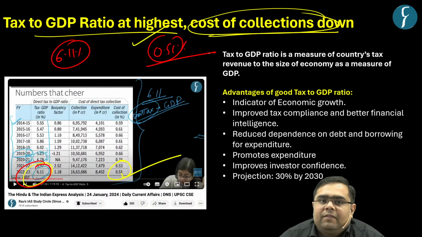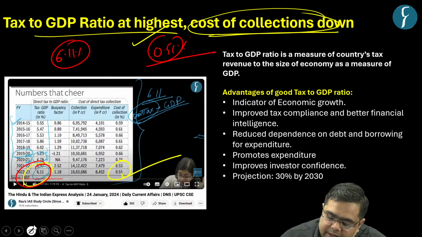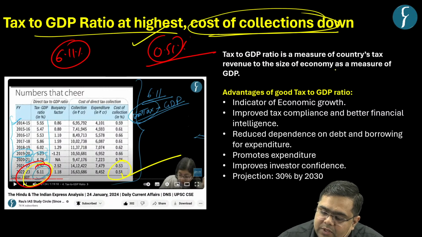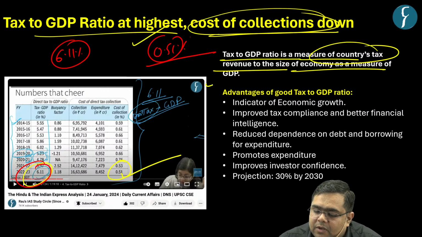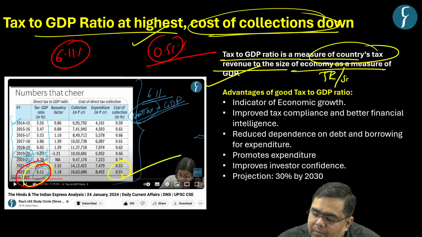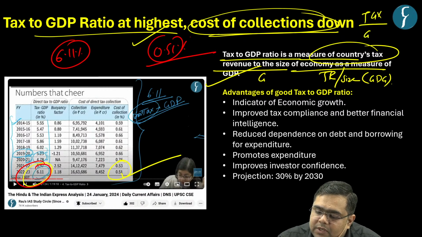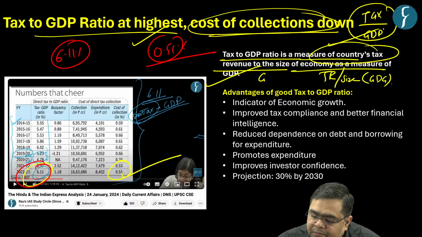Before discussing, let us understand the concept of tax to GDP ratio. The tax to GDP ratio is a measure of a country's tax revenue relative to the size of the economy, which is measured in terms of GDP. So it is a ratio of tax revenue upon the size of the economy. Tax upon GDP is the concept of tax to GDP ratio.